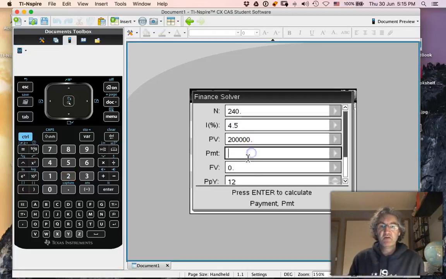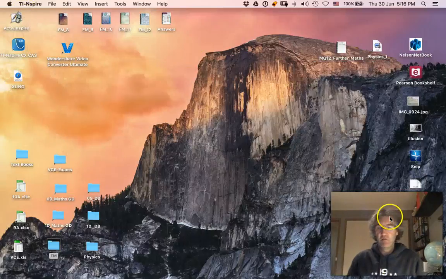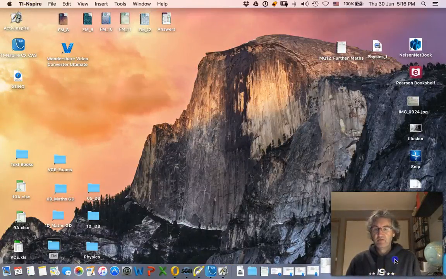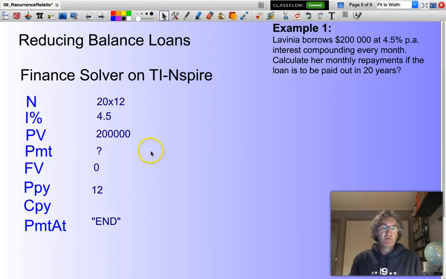Last thing that needs to be calculated is the payment. So I've got every other field populated, hit enter, and you'll notice that the payment is 1265.30 per month. So I'm just going to minimize this and go back to the presentation. So the payment would be $1265.30.